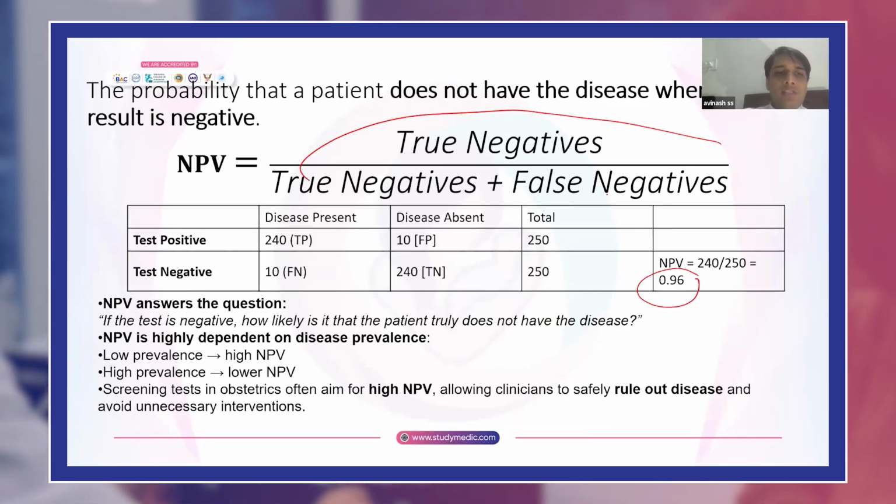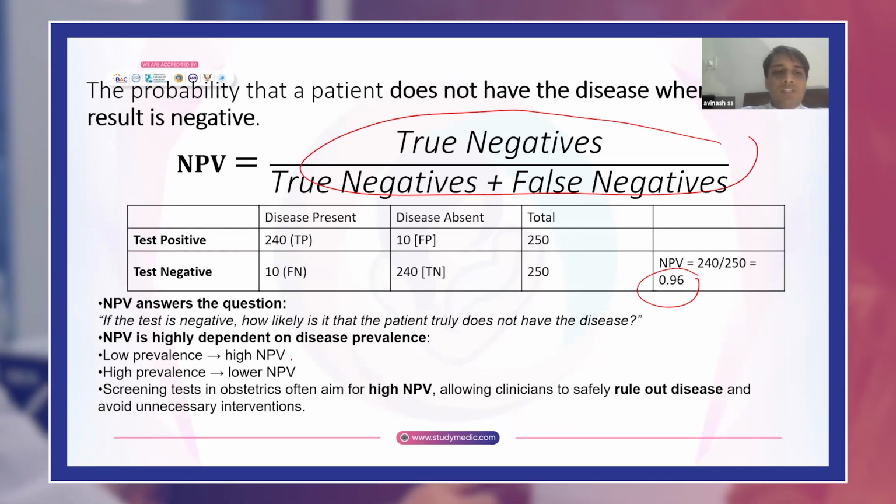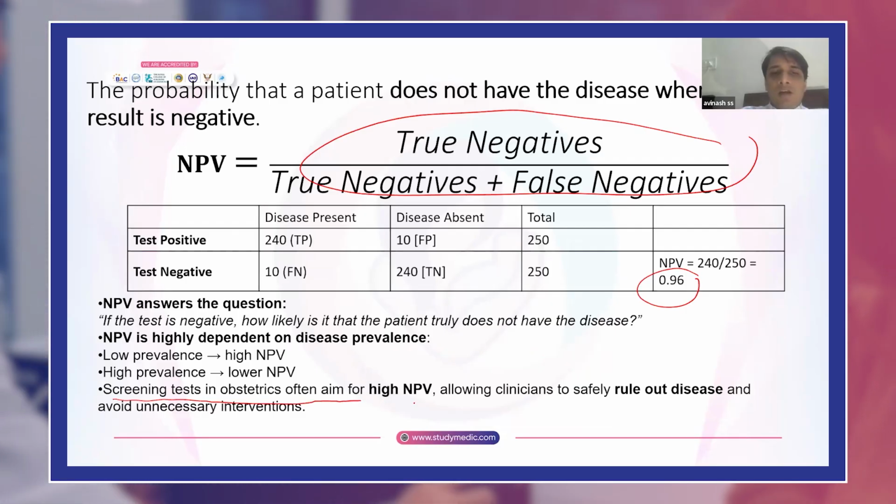So it is highly dependent on disease prevalence. It is inversely related to disease prevalence, unlike positive predictive value. So screening tests in obstetrics often aim for high negative predictive value and high sensitivity.